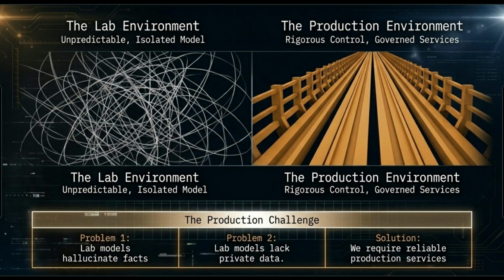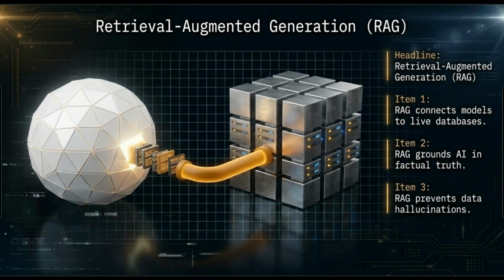Lab models are often isolated and unpredictable, leading to issues like factual hallucinations and a lack of access to private, real-world data. We need robust, governed services for reliable production deployment. This is where Retrieval-Augmented Generation, or RAG, becomes essential.